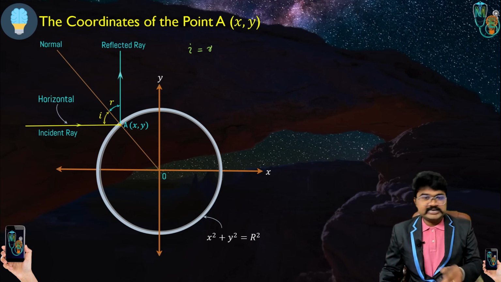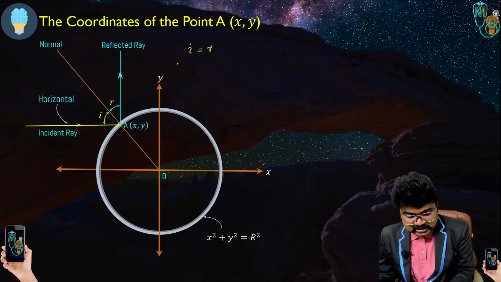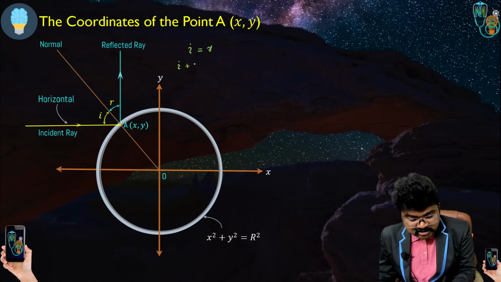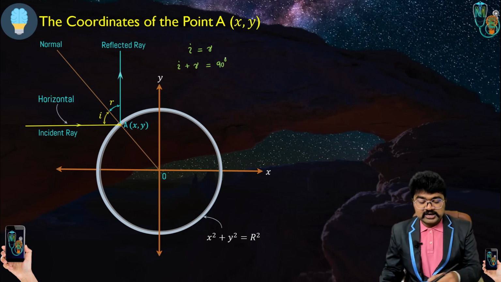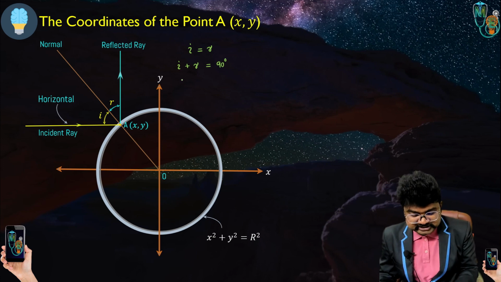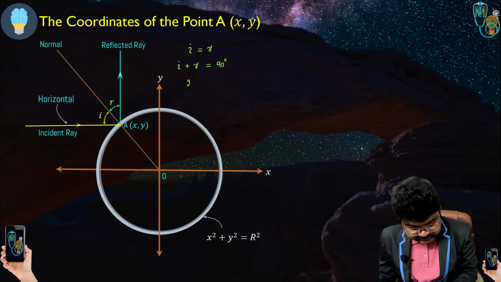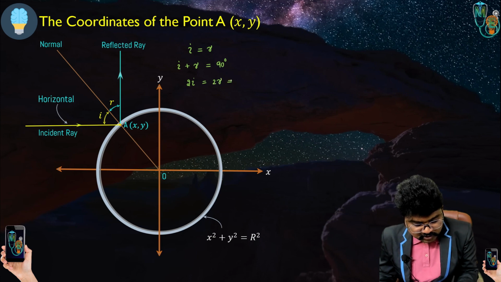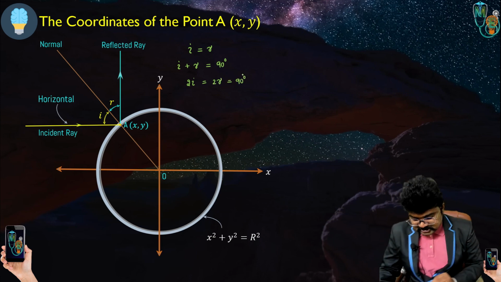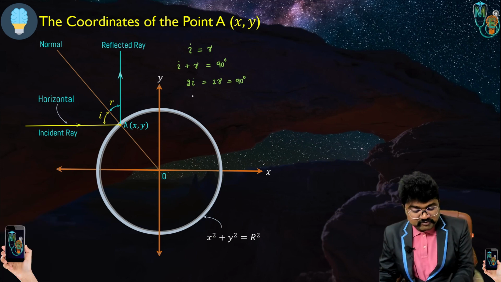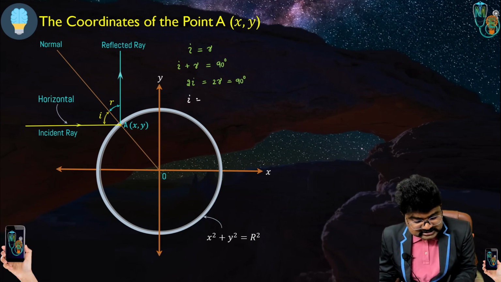From here, the incident ray is horizontal and the reflected ray is vertical. That is why I can say that the angle of incidence plus the angle of reflection equals 90 degrees. Since the angle of incidence equals the angle of reflection, you can write 2I or 2R equal to 90 degrees. So I can confidently say that the angle of incidence equals the angle of reflection equals 45 degrees.